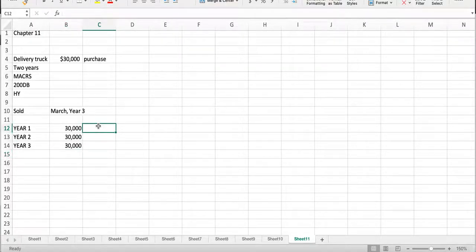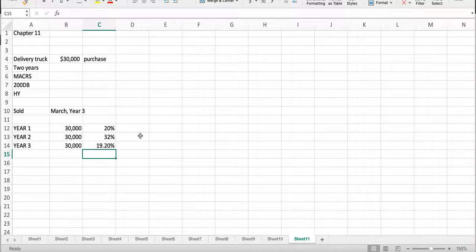It's a 5-year, let's go back to Chapter 10. The appendix in Chapter 10 gives you your half-year convention MACRS. So it would be 20%, 32%, 19.2%, but we sold it during that year, so we have to change that number. But those are our rates from the table that we use.